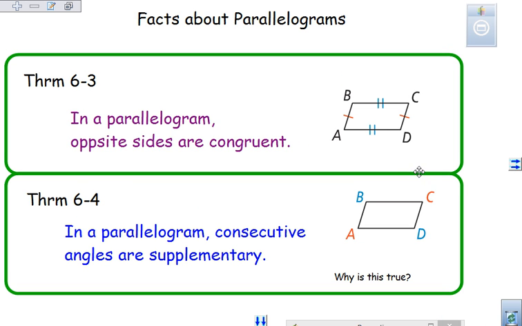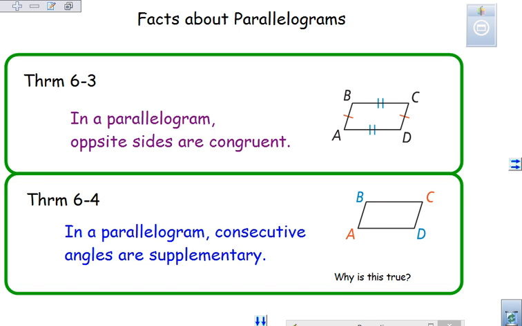Facts about parallelograms. Theorem 6-3. In a parallelogram, opposite sides are congruent. So the reds are congruent, the blues are congruent. Also in a parallelogram, consecutive angles are supplementary. So B plus A would be supplementary, C plus D would be supplementary, B and C, and A and B.